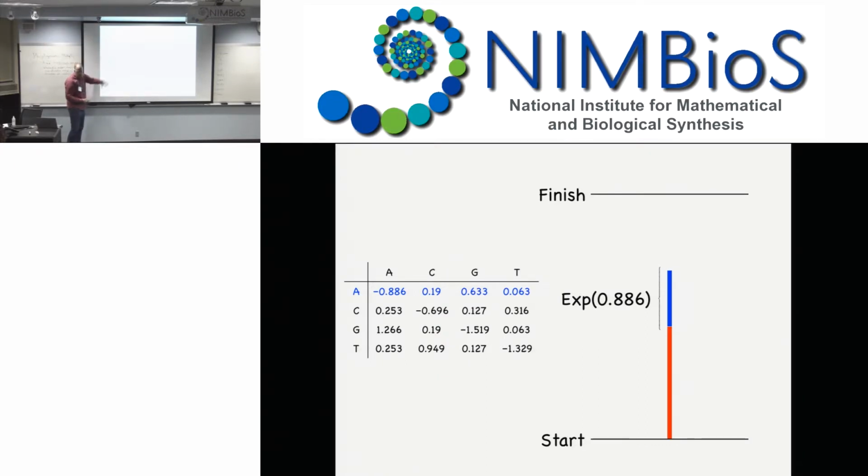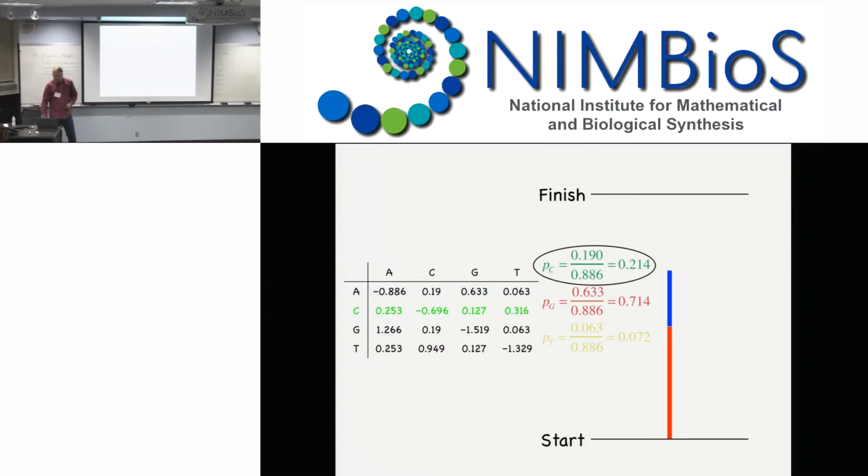We have another change right here. That rate matrix again tells us the probability that changes from A to C, A to G, or A to T. A to C with probability 0.19 divided by the total, 0.633 divided by the total, or 0.063 divided by the total. Get those three probabilities. Once again, another random chance. You have to make another random choice. Maybe we randomly choose this one.